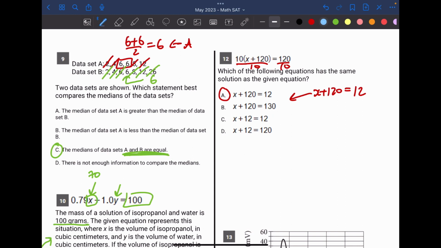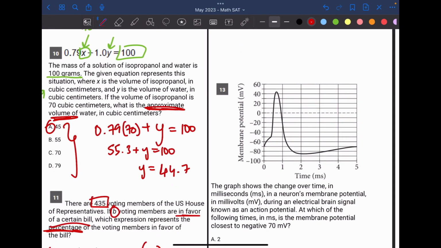In this case, I divided both sides by 10 because I noticed that none of my answers had a bracket. They all had x by itself. So since we had no brackets, we have to get rid of the bracket that we have here. So divide by 10 on both sides and it gives you A as your answer. Pretty simple. Question number 13.